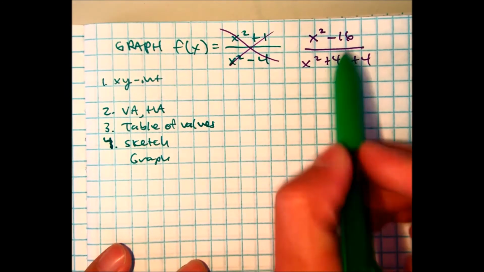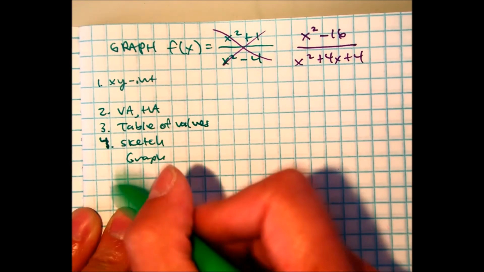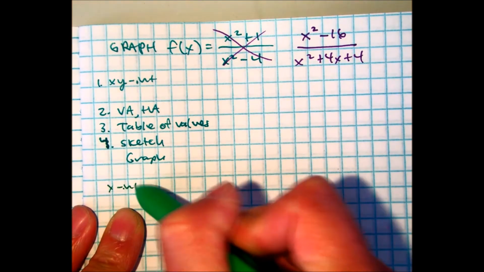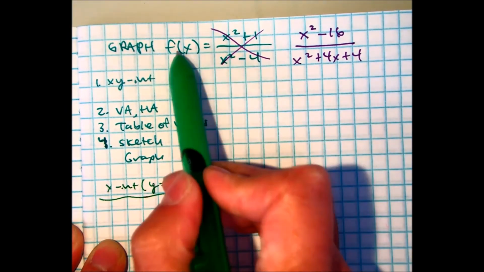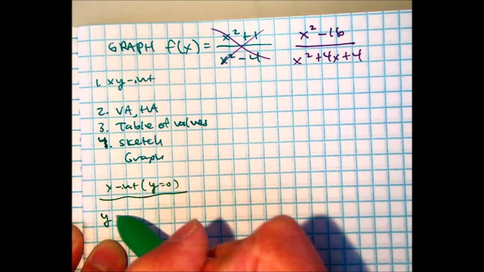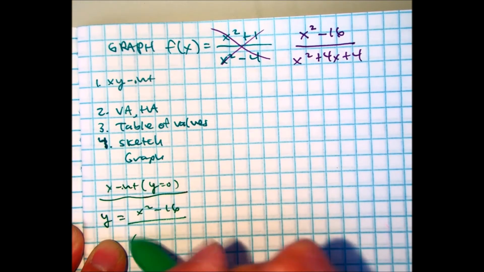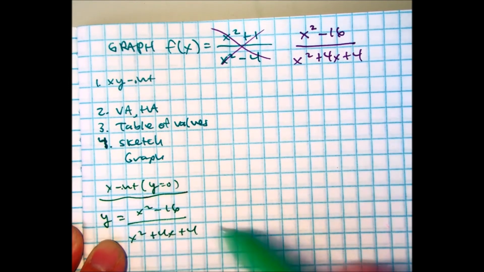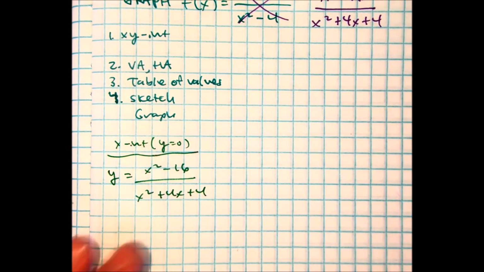Let's graph x squared minus 16 over x squared plus 4x plus 4. I'm going to find my x and y intercepts and give me some puzzle pieces here. I'm going to make f of x y. So y equals x squared minus 16 over x squared plus 4x plus 4. It's okay at this time that you factor or you don't factor. It does not matter.